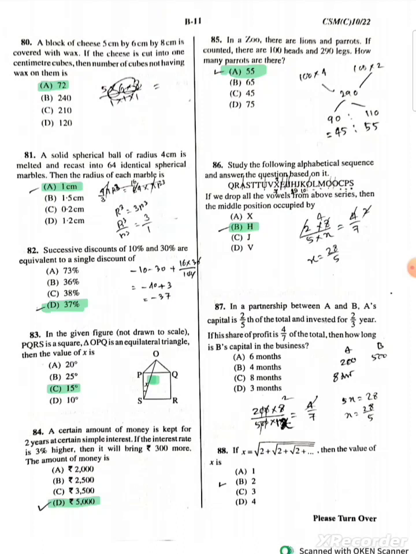In a partnership between A and B, A's capital is 2 by 5th of the total and invested for 2 by 3 year. If his share of profit is 4 by 7 of the total, then for how long is B's capital in the business? It's for 4 months. Here the value of x is 2.